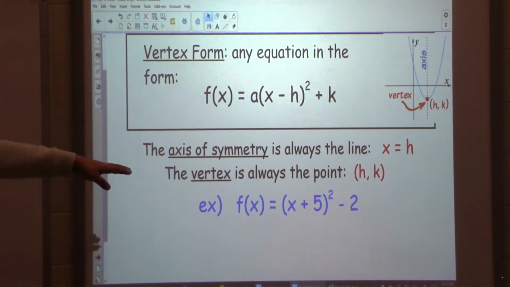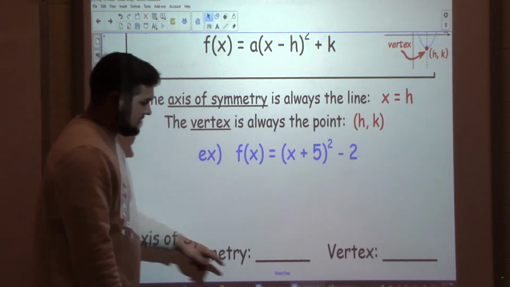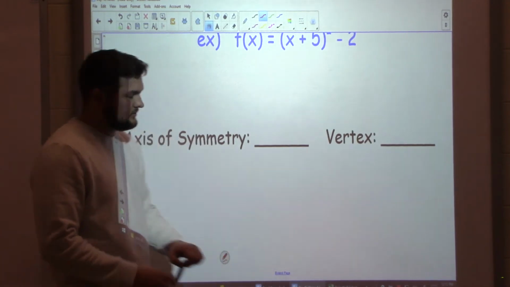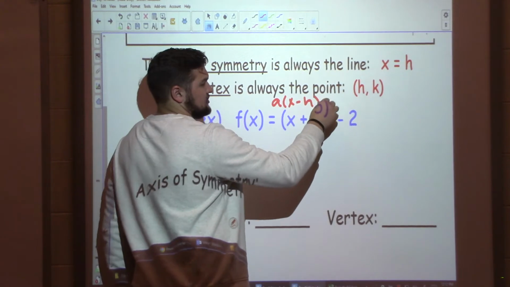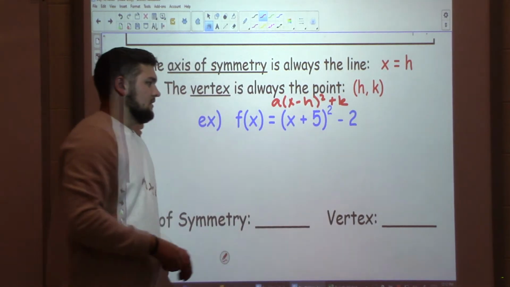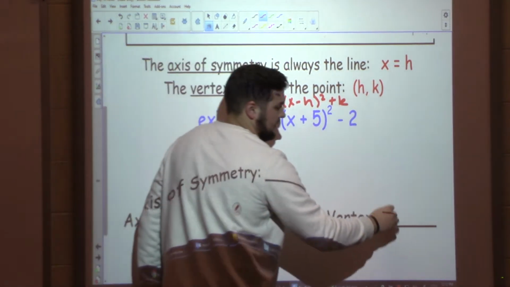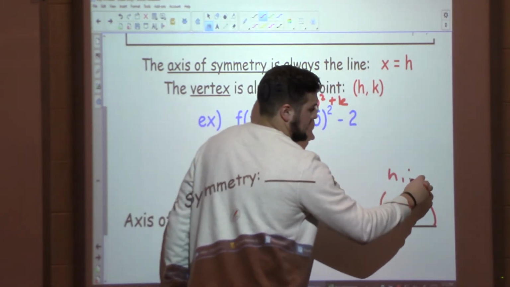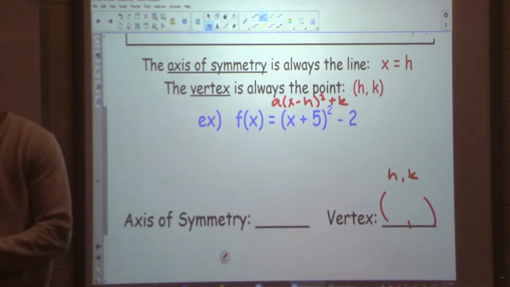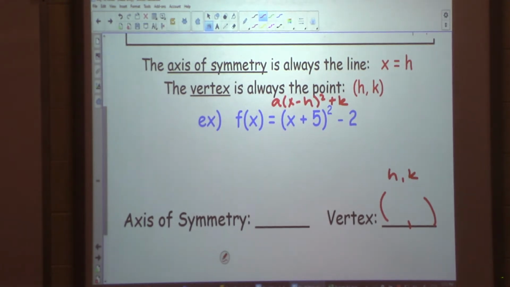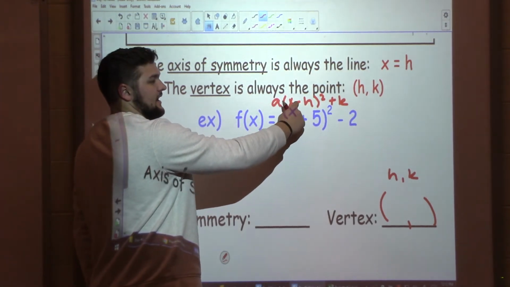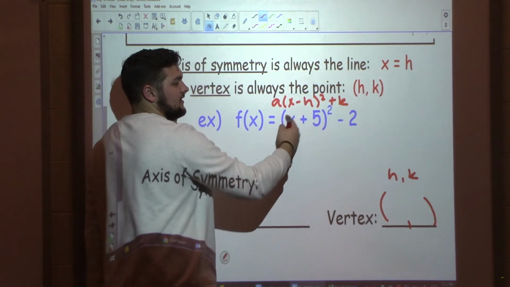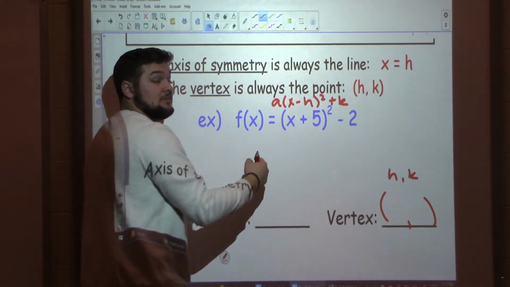Okay? So if I look at my example here, f of x equals a times x plus 5 squared minus 2. A times x minus h squared plus k. I want to know what my vertex is going to be. I want to know my h, my k. H comma k. Well, what's my h value going to be? 5? Be very careful. If I put 5 into here for h, I get x minus 5. Is that what I have here? No, it's going to be -5.